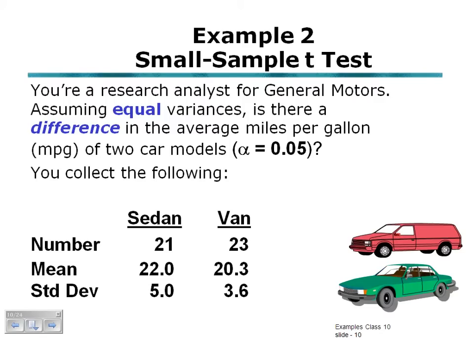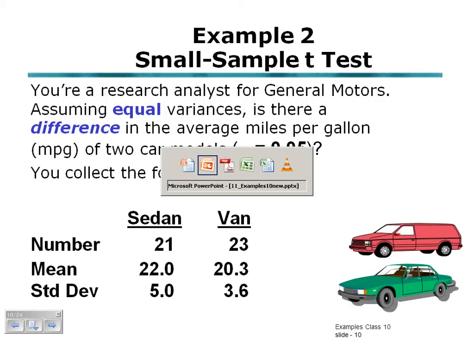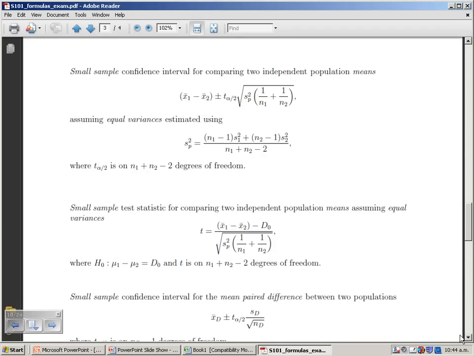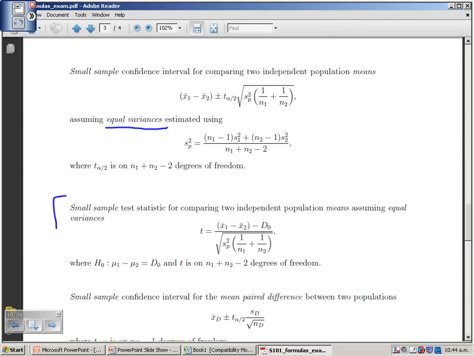For this problem, we'll need to go straight into the formula sheet to check the formula for a mean difference with equal variances. Notice on our example page here, we have the formula sheet. We can see when we're given equal variances, we can use a small sample test statistic for comparing two independent population means, assuming equal variances. And there's the test statistic on the screen.